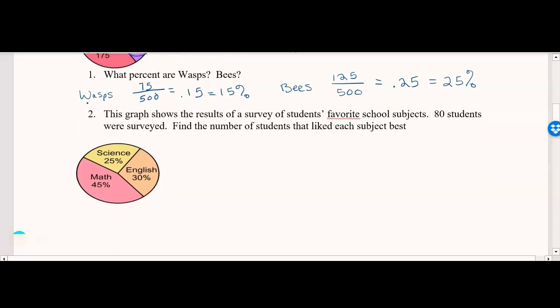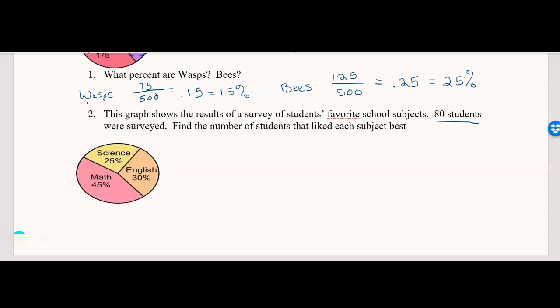Here's another one. Now this one is different. This one you're given in terms of percents already. The graph shows the results of a student's favorite school subjects. 80 students were surveyed. Find the number of students that liked each subject best. Here's the key. We need to know the whole, right? How many people altogether were surveyed, but it told us right here, 80 students.